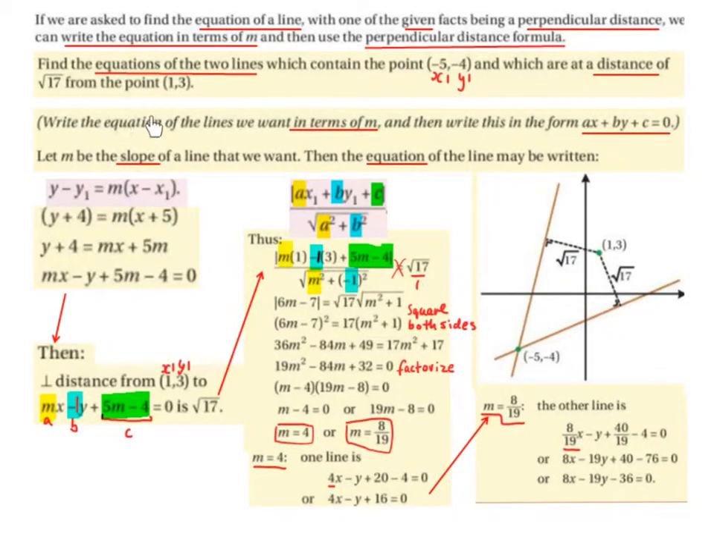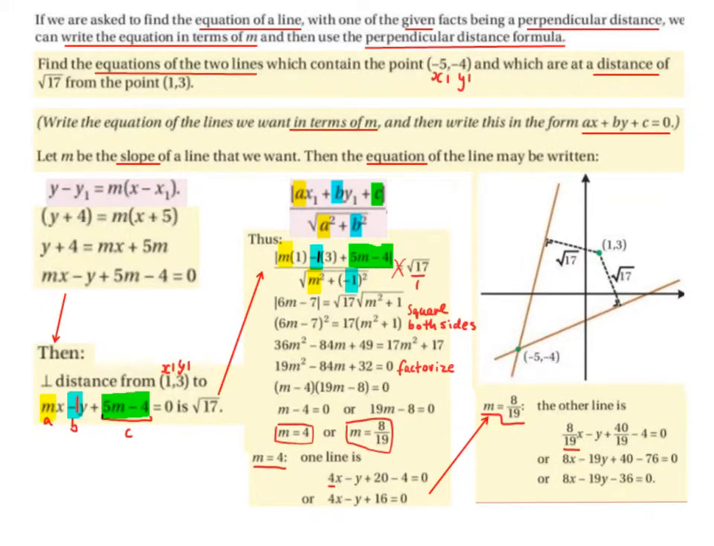Write the equation of the lines we want in terms of m, and then write this in the form ax plus by plus c is equal to 0. So we're going to let m be the slope of the line we want, and the equation of the line may be written as y plus 4 equals m times x plus 5.